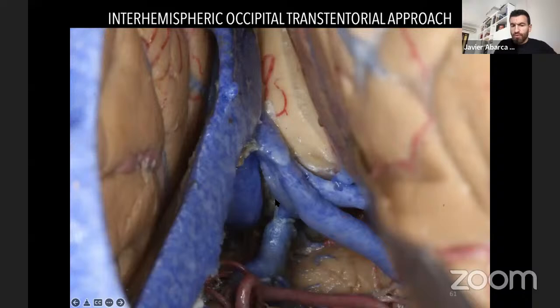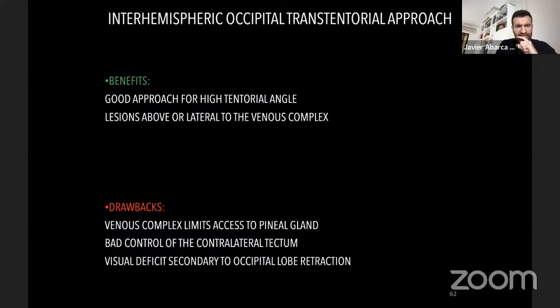So if we want to approach a purely pineal tumor or a purely pineal pathology, the problem is that we have to cross this venous complex. So this approach is probably better for tumors, for pathology that is located above this venous complex. The benefits are that it's a good approach for high tentorial angle anatomy, for lesions located above or lateral to the venous complex. And the problem, I repeat, is that the venous complex limits the access to the pineal gland. We have bad control of the contralateral tectum. And remember the visual deficit secondary to occipital lobe retraction. We have to be very careful with this anatomy.